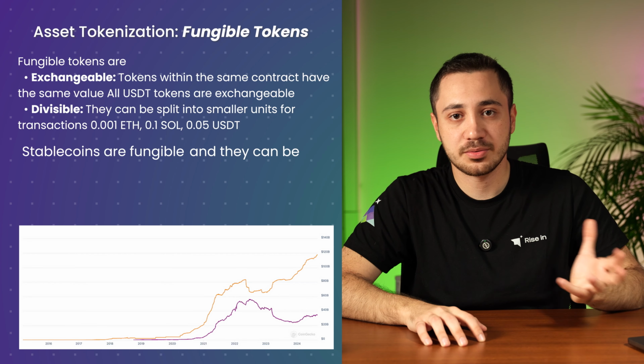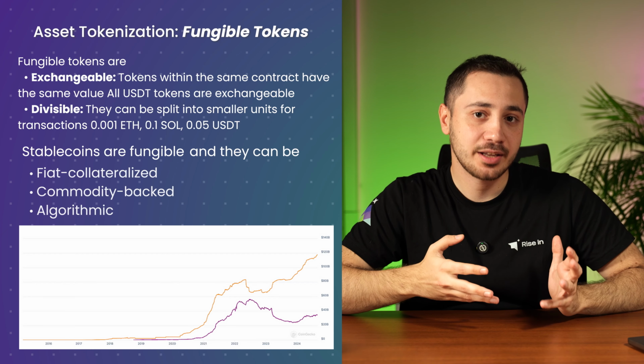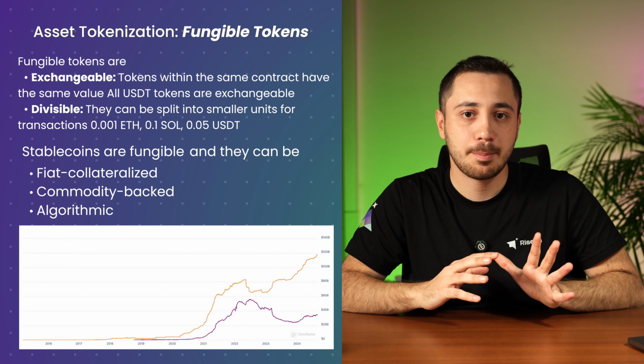There are different kinds of stablecoins, like fiat collateralized, commodity backed, and algorithmic. We will cover the underlying mechanism of stablecoins, but that's for another video. For now, just know that they're also fungible tokens. And with DeFi, you can use them to buy other assets, loan, and do all kinds of financial operations.